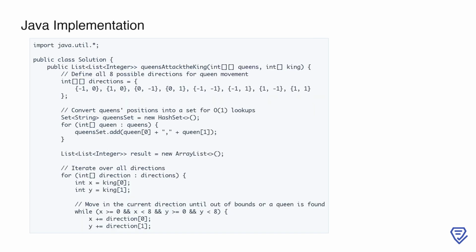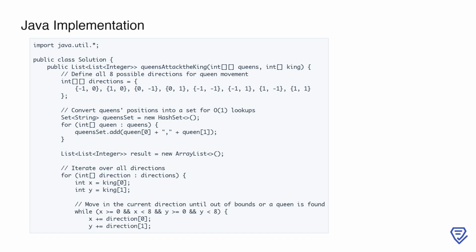Here, we begin implementing the solution in Java. First, we import the necessary utility classes. Then, we define the main method queensAttackTheKing, which takes in an array of queen's positions and the king's position as inputs. Inside the method, we define all 8 possible directions that a queen can move on a chessboard. These directions are represented as pairs of changes in the x and y coordinates.